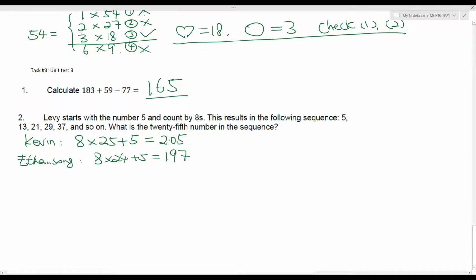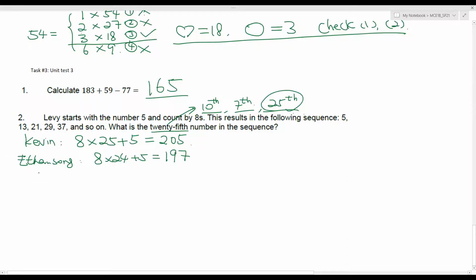Now the question said, Levi starts with the number 5, counts by 8, and this results in the following sequence: 5, 13, 21, and so on. What is the 25th number? Guys, we used to just work with, like, what is the 10th number, right? In our lesson, we have 10s or 7s, smaller numbers. And now this is 25ths. That makes a huge difference. You guys need to get used to using equations, because when this number gets really big, the method that we used to do does not work anymore.